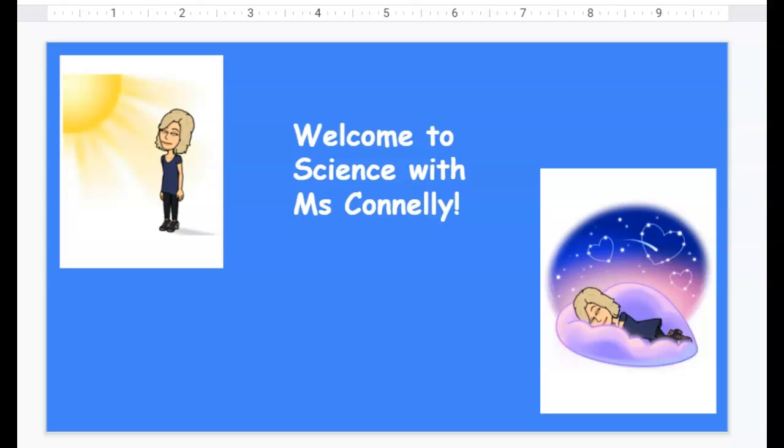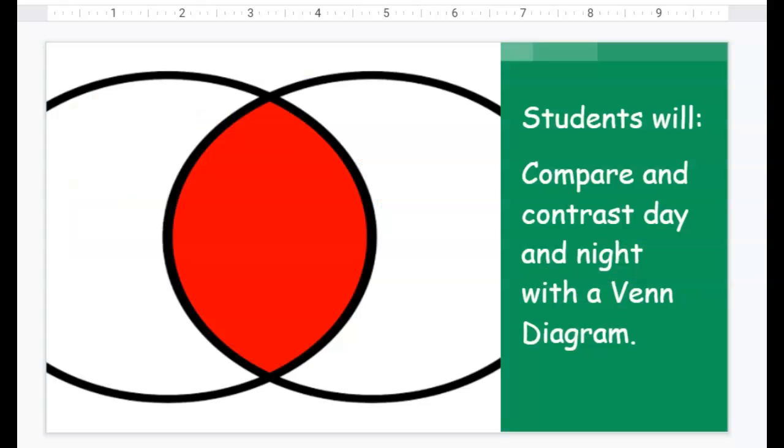We have been talking about what are some things that happen during the day. There's Miss Conley soaking up some rays, and some things that happen at night. Look how peaceful I'm sleeping. Today, we're going to compare and contrast day and night with a Venn diagram.